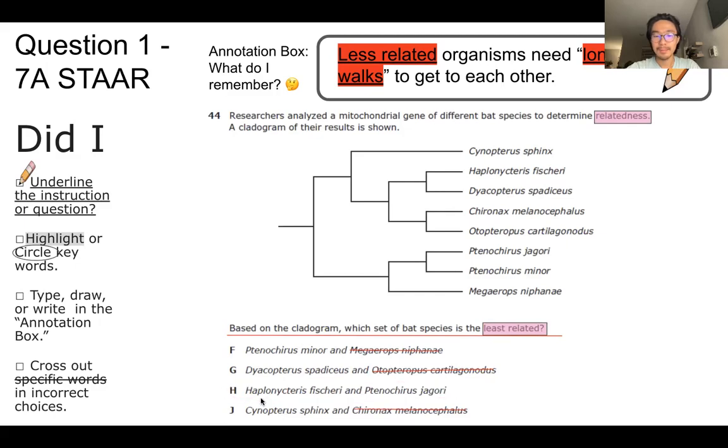Let's see about Haplonycteris fischeri and Tenochirus jagori. So let's find the first one with the H over here, the second one with the P, that's over here. Let's do that walk. Okay, so that's a relatively long walk. Now let's see about J. Sinopteryx sphinx, that's over here, and Chironax melanocephalus, that is over here. Okay, so let's do that walk. Okay, so those are both pretty long. So let's go back to H to compare. So this is J walking.